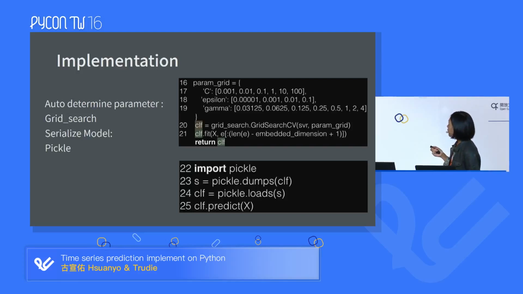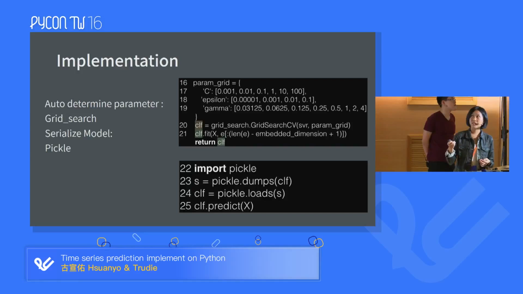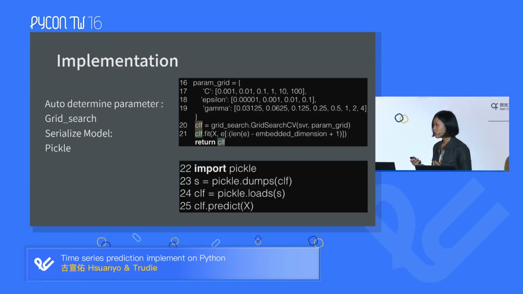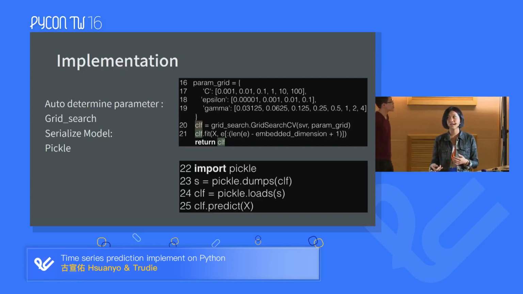And in the implementation, when we try to decide the SVR parameter, we can simply use the grid search in the scikit package. It will decide the best set of parameters of SVR for you. And in the real world, when we want to predict, you have to save the model first. So we use Pickle. It is a package that helps you serialize the trained model. And the next time when you want to predict, you just use this to load the model.